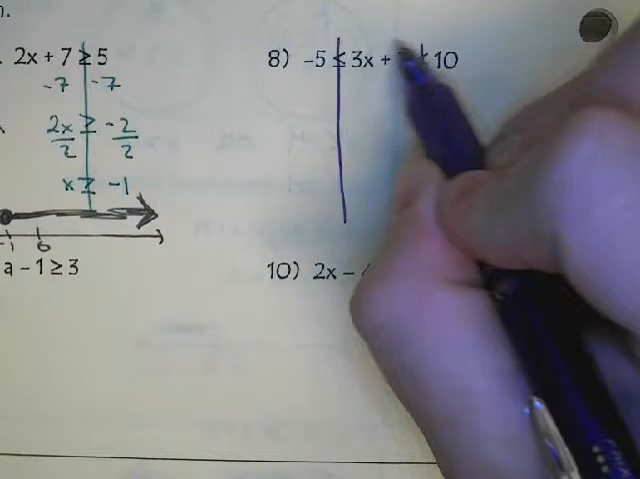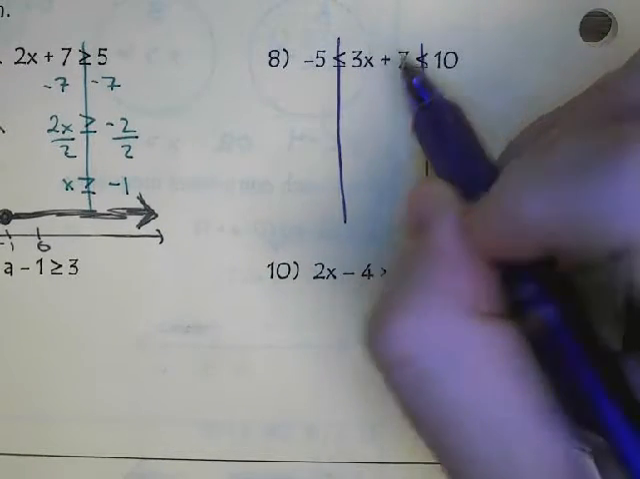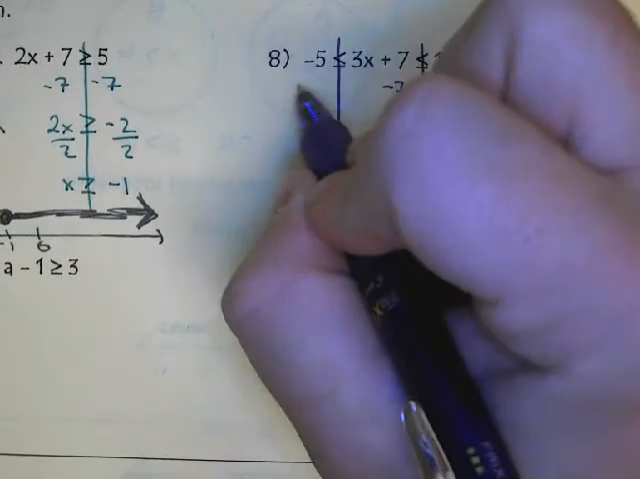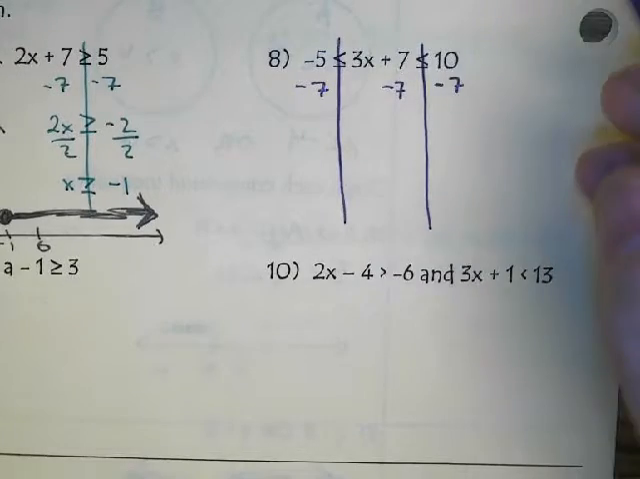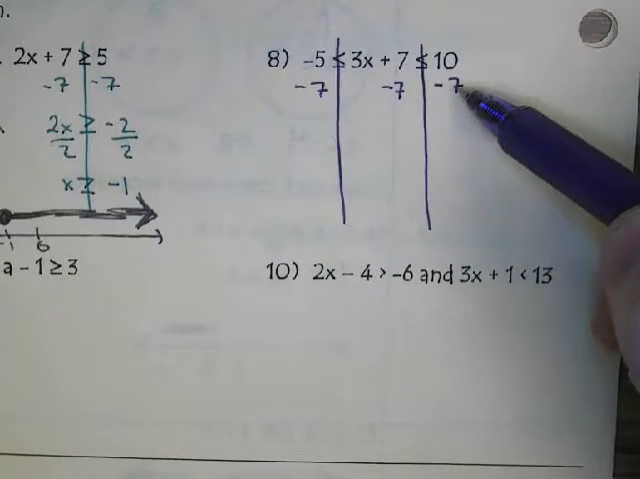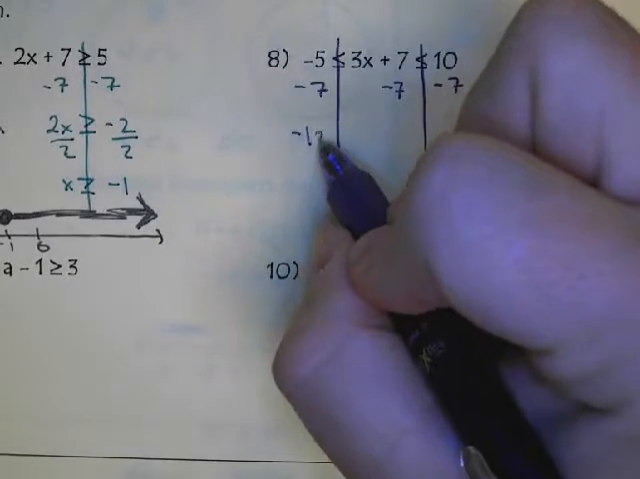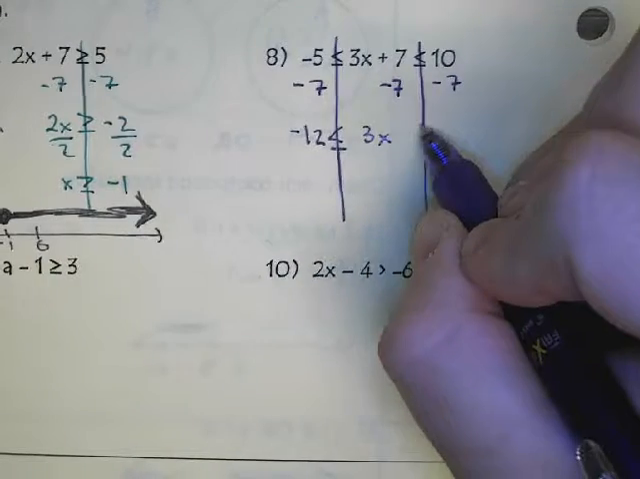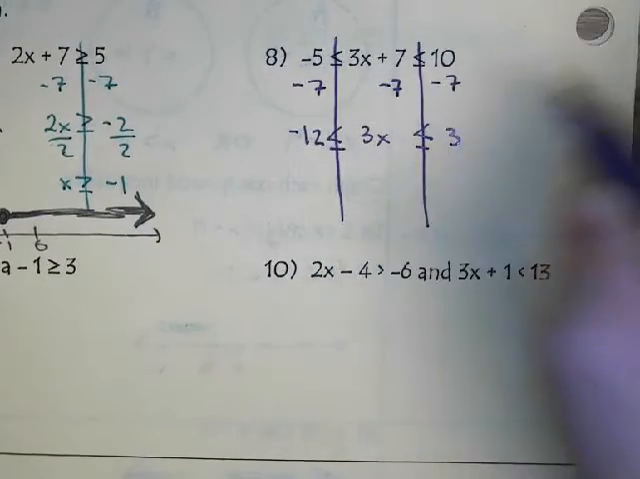So I'll follow my steps. The first number I want to get rid of is my plus 7. So I'll subtract 7 from everywhere. So if I subtract 7 from the middle, I have to subtract 7 from the left side and from the right side. So that gives me negative 12. My sign stays the same. Less than or equal to 3x is less than or equal to 3.